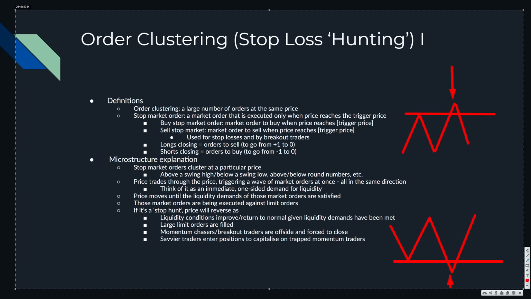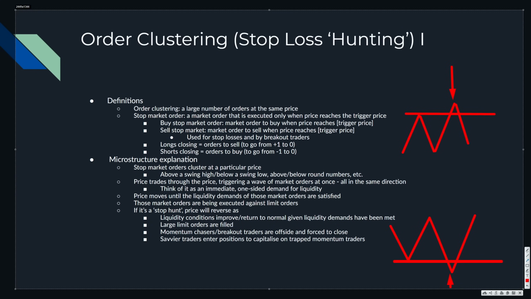Now, let's define some terms first and foremost. Order clustering is simply a large number of orders resting at the same price, and so there's a cluster, a collection of orders. Now, more specific order types, a stop market order is a market order that is executed only when price reaches whatever trigger price is set for it. And so if you think about the buy and sell side, a buy stop market order is a market order to buy when price reaches the trigger price.